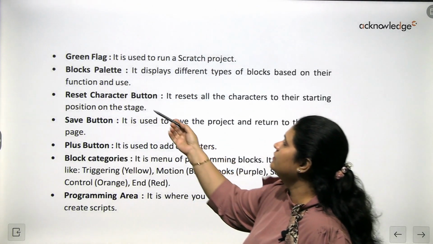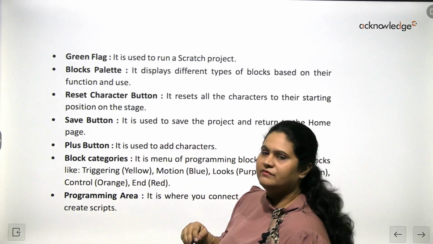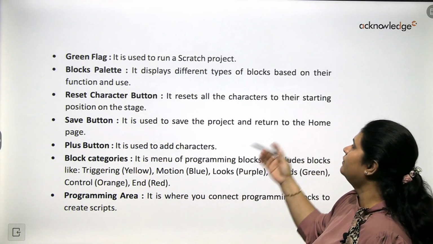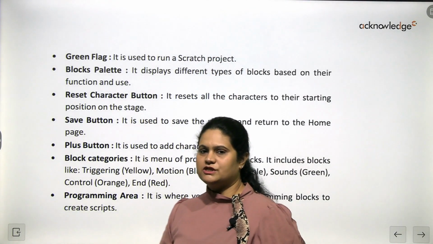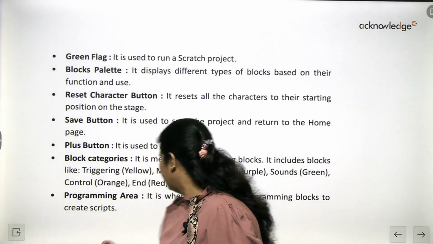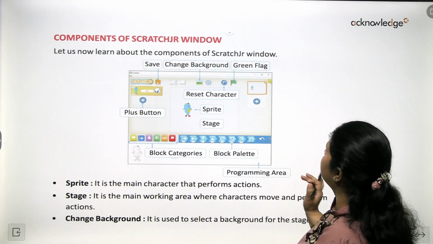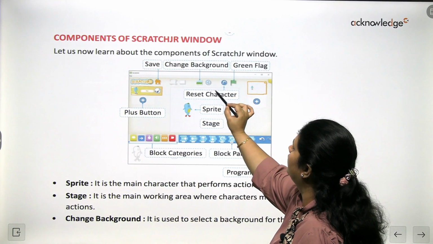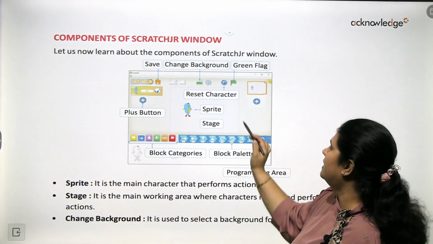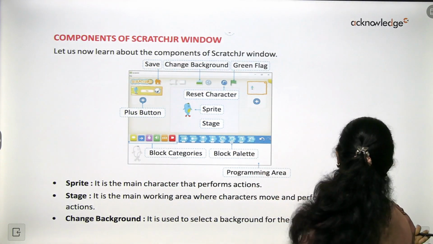Now, we talk about reset character button. We use this button if you want to reset all the characters to their starting position on the stage, right? You can see reset character button is this one, an arrow that points towards the left. This is the reset character button, right?